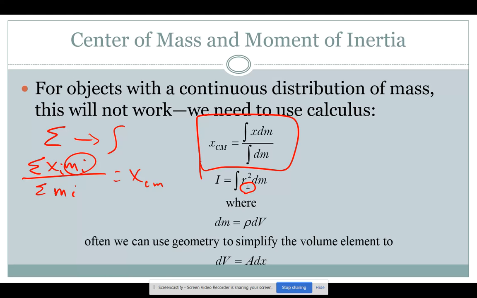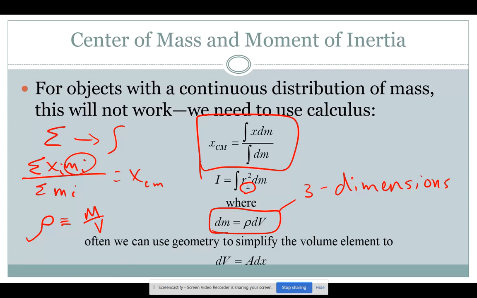So that's why we have the perpendicular, and it's going to be important. I put here where dm is equal to rho dV. This is for 3 dimensions. So we have, begging the question, what is rho? Rho is defined as mass over volume, the density.